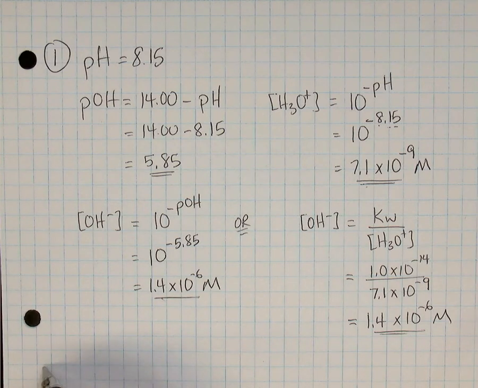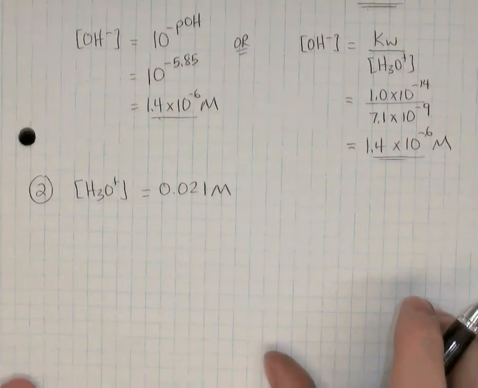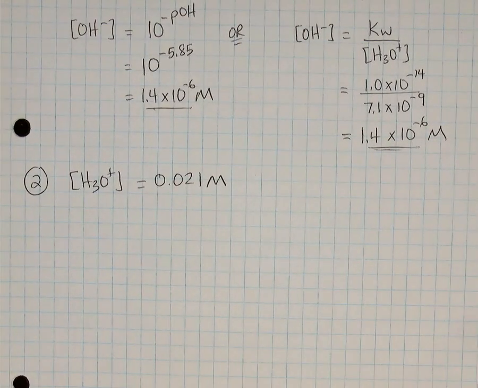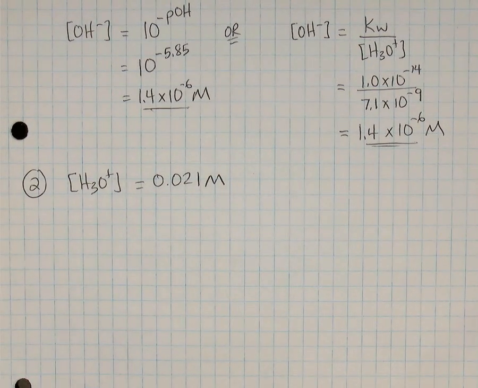Alright, the second line of that table told us that the hydronium concentration is equal to 0.021 molarity. So using that information, we're going to go find the pH, the pOH, and the hydroxide concentration.